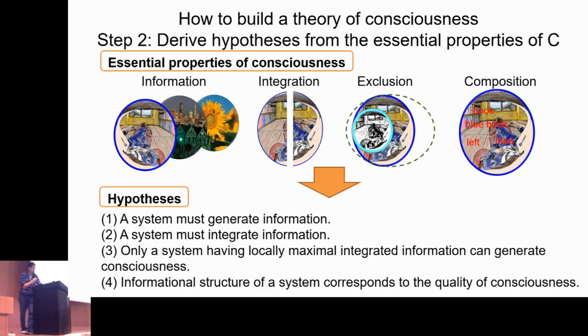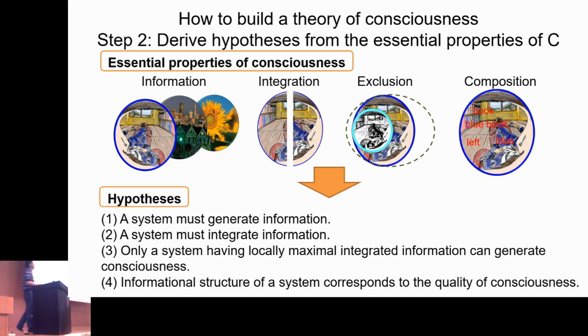May I ask a basic question? Yeah. So in the history of IIT from 2004, were there any updates on this part? I mean, the essential properties. I think that probably exclusion was not discussed in the first version, as far as I remember. Do you remember that? Actually, I don't remember.